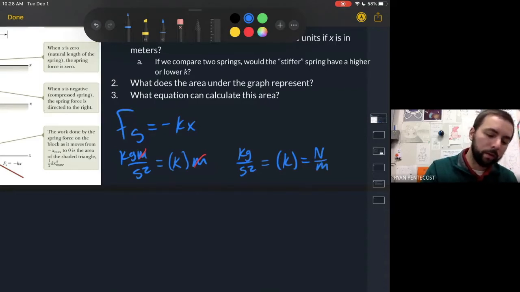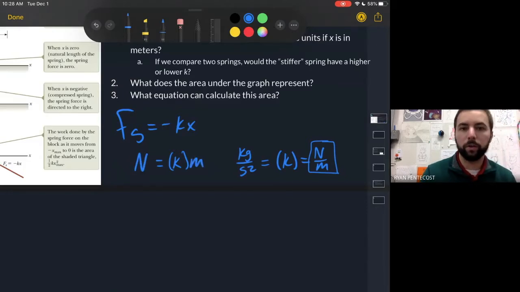Okay, this is going to be more common when you divide that mass over here, right? If you have newtons and meters, the K would show to be a Newton per meter. That's the most common way to see that unit, but a kilogram per second squared is still feasible.